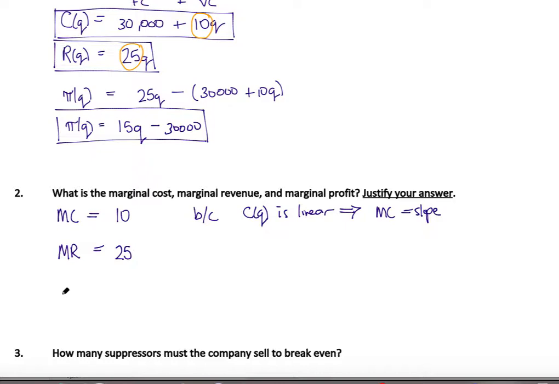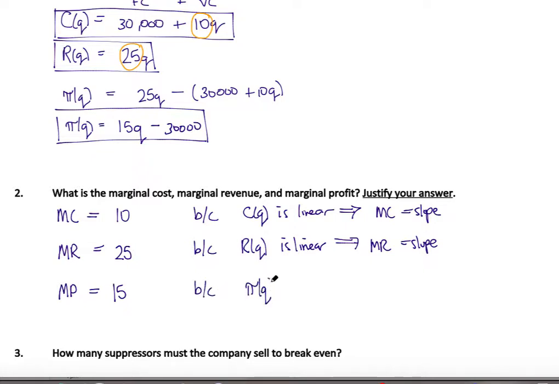Marginal profit, believe it or not, same deal. The slope of my profit function gives me my marginal profit. I would make $15 more in profit for selling one more item, right? And again, this is because of these being linear functions. So because, in this case, my revenue function is linear, my marginal revenue is the slope, and then same thing for profit. Because profit as a function of Q is linear, then my marginal profit is the slope.